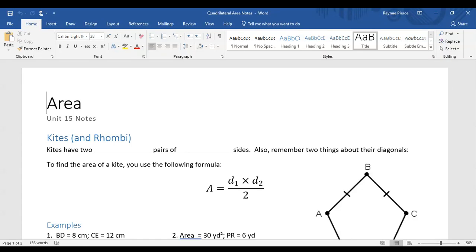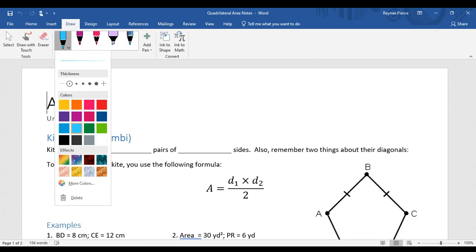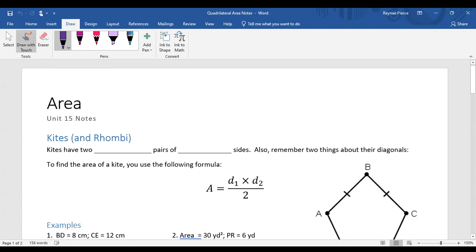All right, our next unit is going to be on area, and we're going to pick up where we left off. We're going to talk about the area of the different kinds of quadrilaterals first. Okay, remember that kites have two distinct pairs of congruent sides.